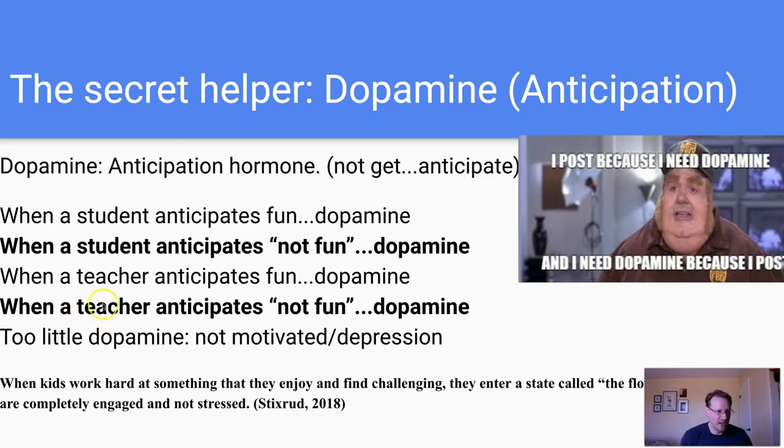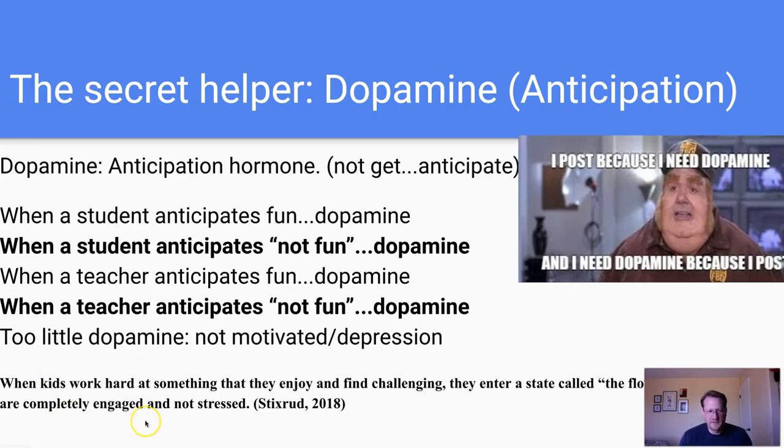When a teacher anticipates something fun, like if it's Sunday night and you're starting your new lessons for Monday, or it's Wednesday night and you're starting a new lesson on Thursday, and that night you're like, yes, I can't wait to teach that lesson. Dopamine. That's good. That means you're excited to go to work. If it's like, oh, I have to teach that lesson, they're not going to enjoy it and I'm not going to enjoy it, that's not a good thing, right?